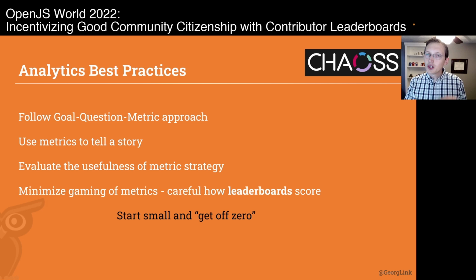But don't worry about all of this at once. It's better to start small, get off zero, and get started with metrics than to delay indefinitely and have paralysis. Anyway, it's better to get started small and get off zero.